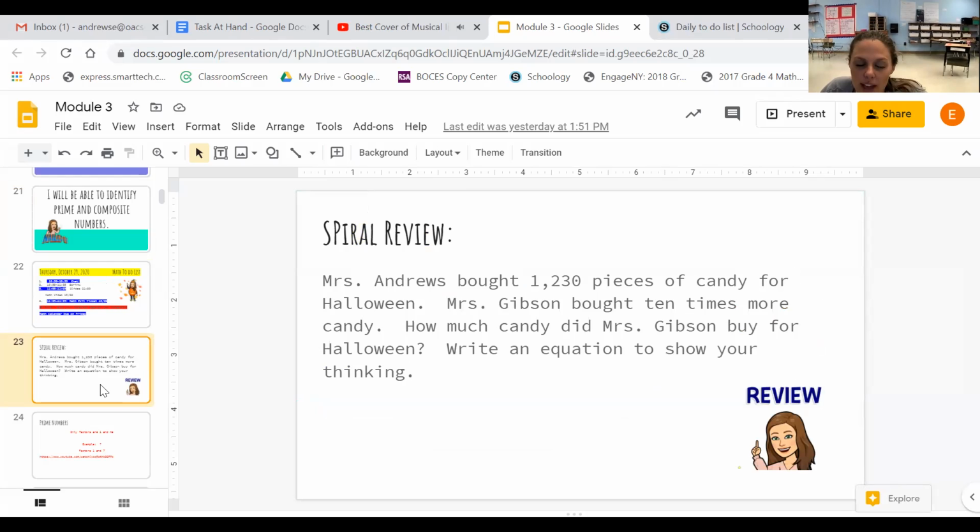Mrs. Andrews bought 1,230 pieces of candy for Halloween. Mrs. Gibson bought 10 times more candy. How much candy did Mrs. Gibson buy for Halloween? Write an equation to show your thinking.